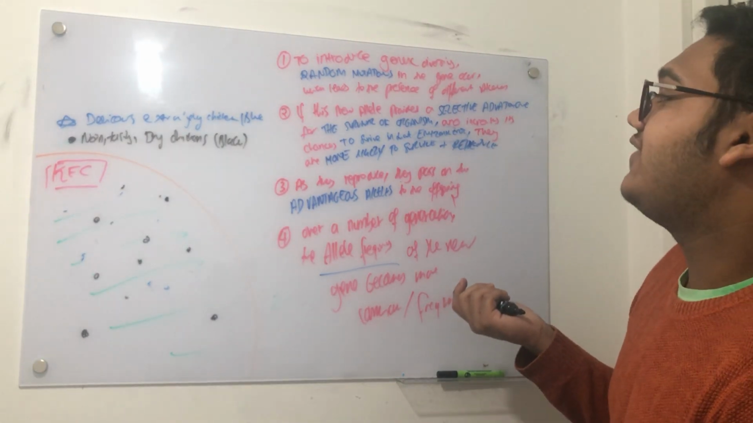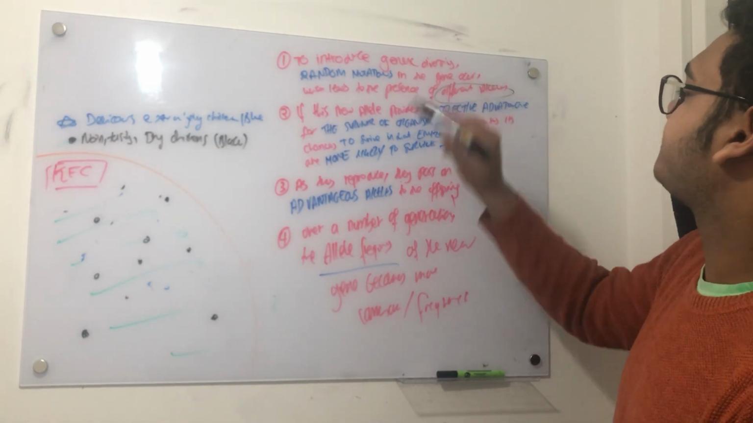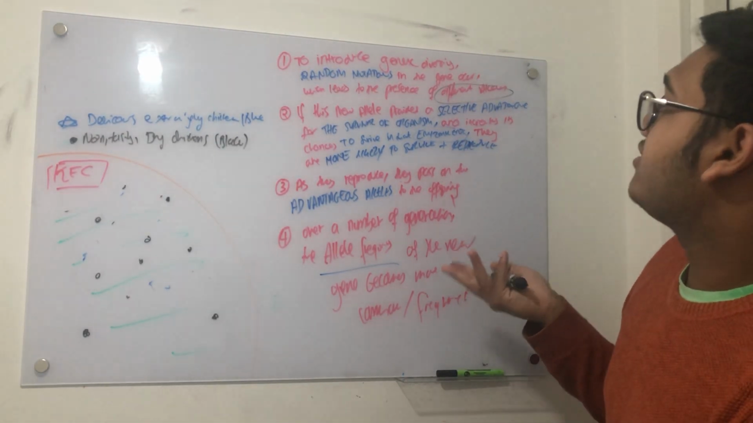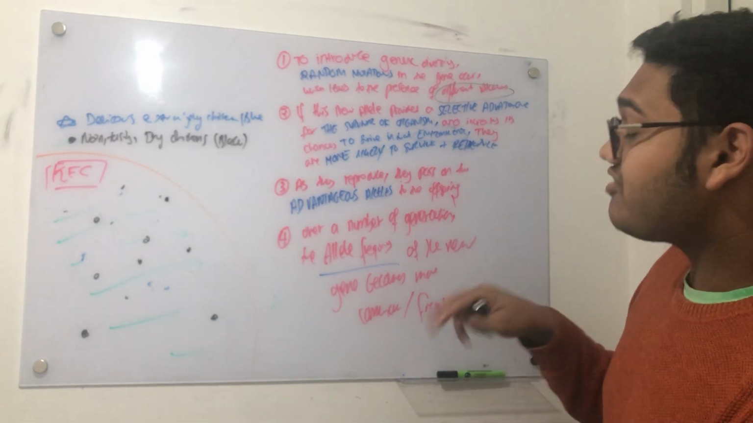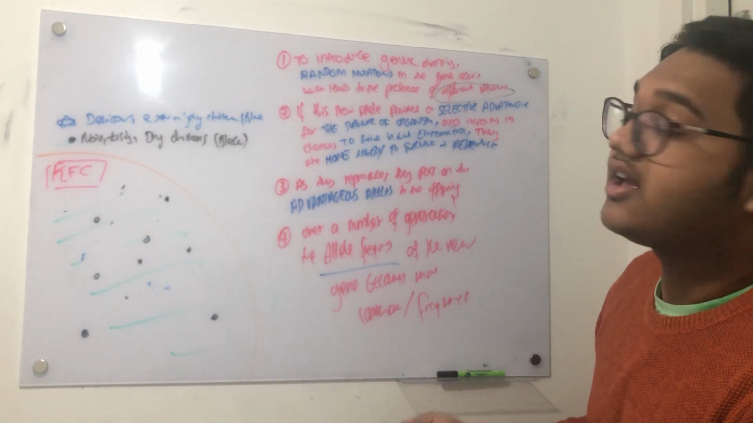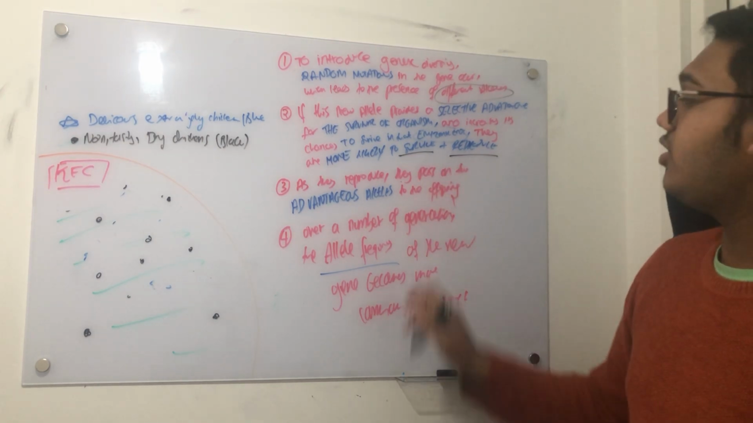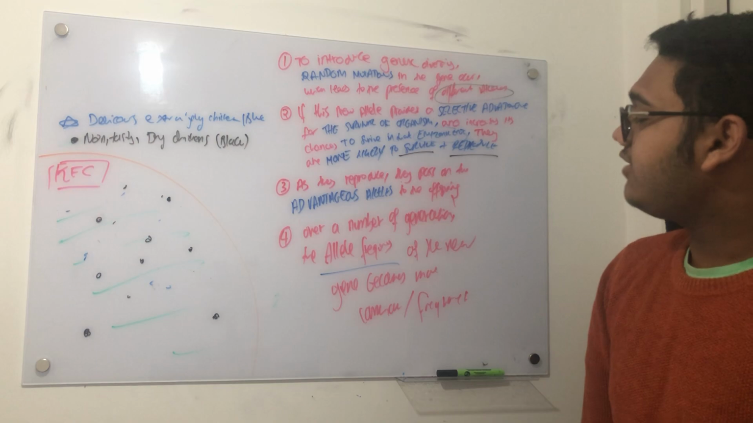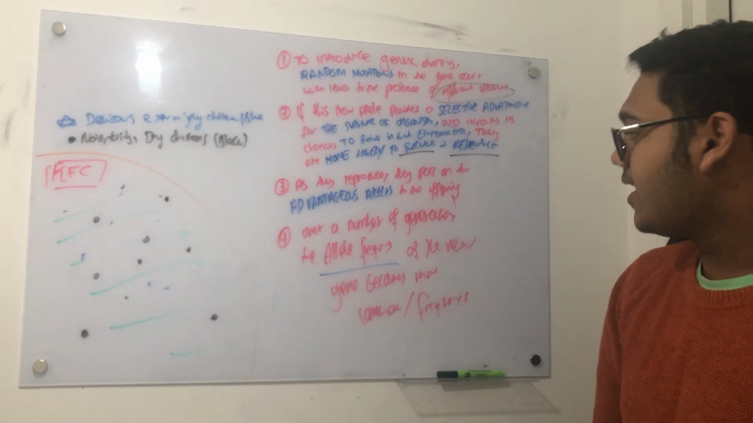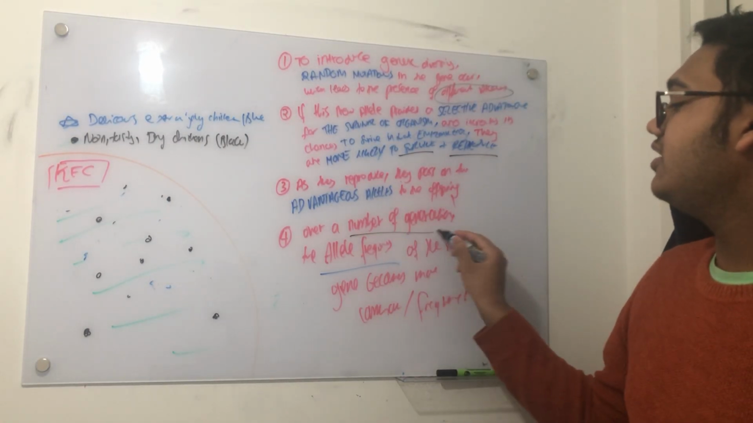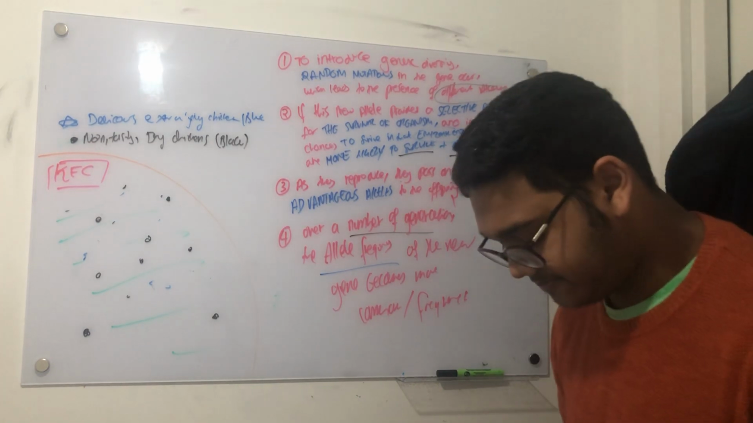So let's go over it one more time. To introduce genetic diversity, random mutations in the gene occur which lead to the presence of different alleles. If this new allele provides a selective advantage and increases the chance of the organism surviving in that environment, they are more likely to survive and reproduce. Those are the two keywords. As they reproduce, they pass on their advantageous alleles to the offspring. Over a number of generations, the allele frequency of the new gene becomes more frequent or more common.